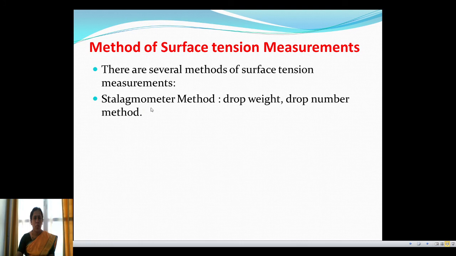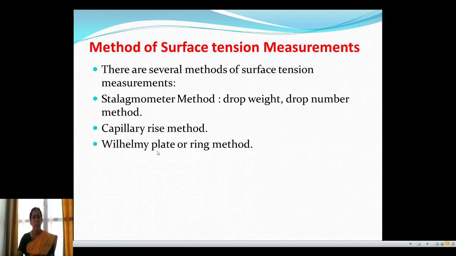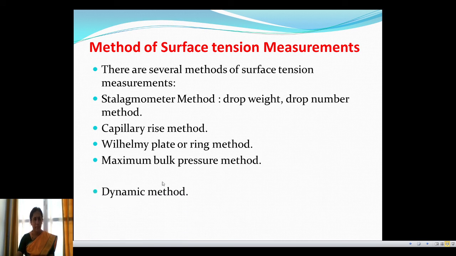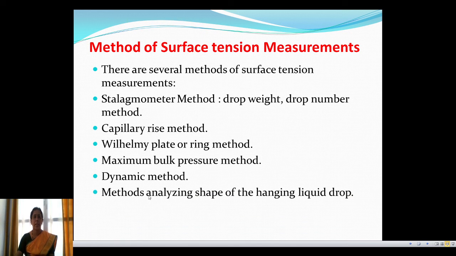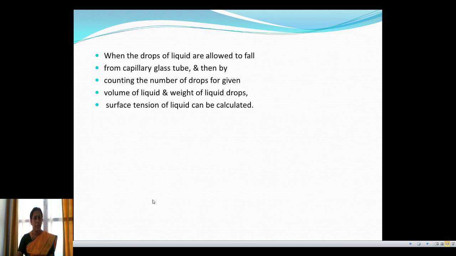First one is the stalagmometer method. In the stalagmometer method, we determine the number of drops by using the drop number method, or the weight of the drops by using the drop weight method. Second is the capillary rise method. Third is the Wilhelmy plate or ring method. Fourth is the maximum bubble pressure method. Fifth is the dynamic method. Sixth is the method analyzing the shape of a hanging liquid drop.